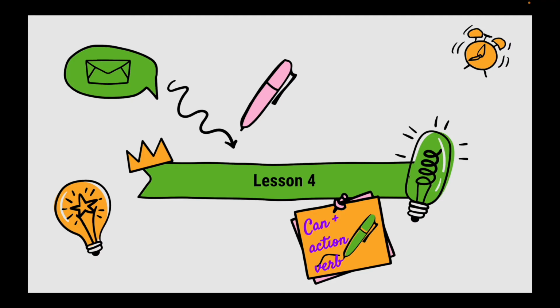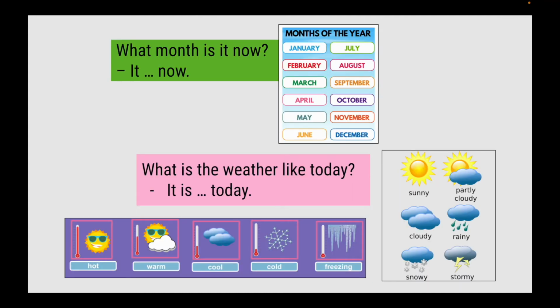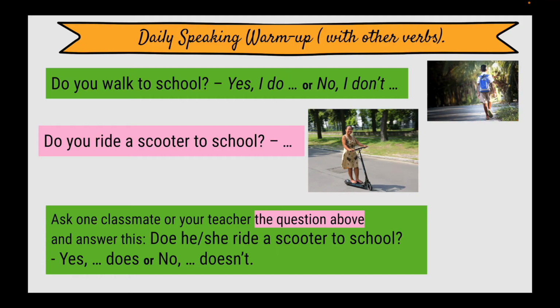Lesson 4 is devoted to the modal verb can plus action verbs, speaking warm-up. Here they are describing other people wearing different clothes. I've done this in the previous lesson too, where they will have to ask a classmate or the teacher the same question: do you ride a scooter to school? And then they would have to answer mine: does he or she ride a scooter to school?